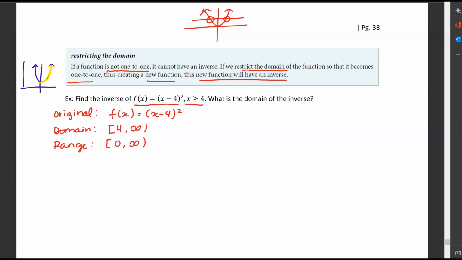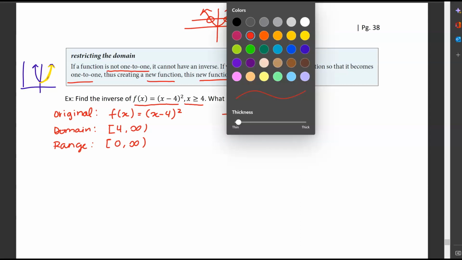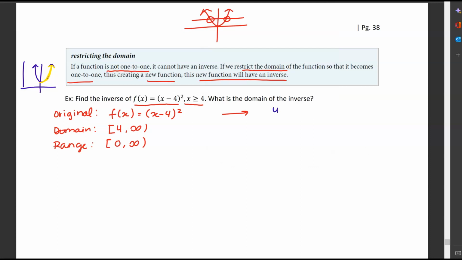Now let's figure out, okay, can we calculate the inverse? To calculate our inverse, the first thing we're going to do is swap that f of x for a y. So we're going to have y equals (x minus 4) squared. Now we're going to swap our x and y's. So we're going to get x equals (y minus 4) squared. And now we're going to go about solving this. So we're going to take the square root of both sides. Here I would normally end up with plus or minus square root of x equals y minus 4, right? Because I'm taking the square root of both sides.